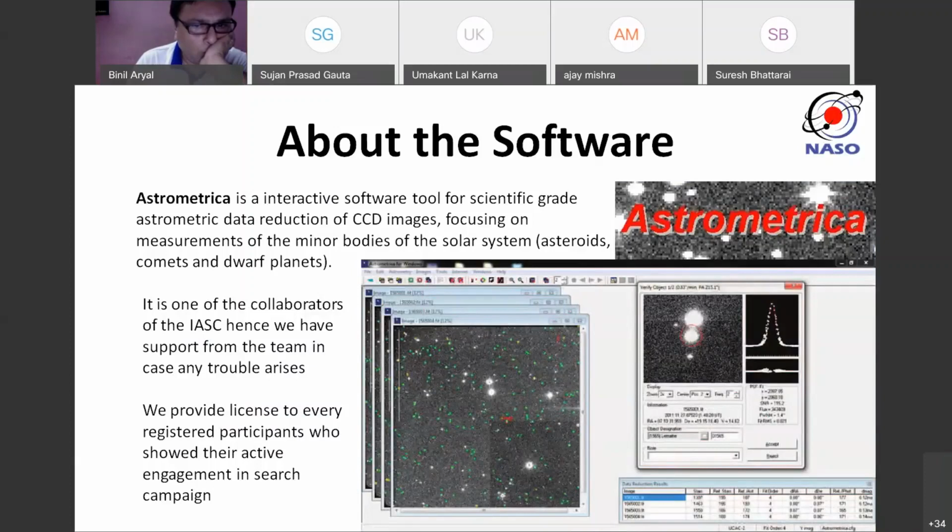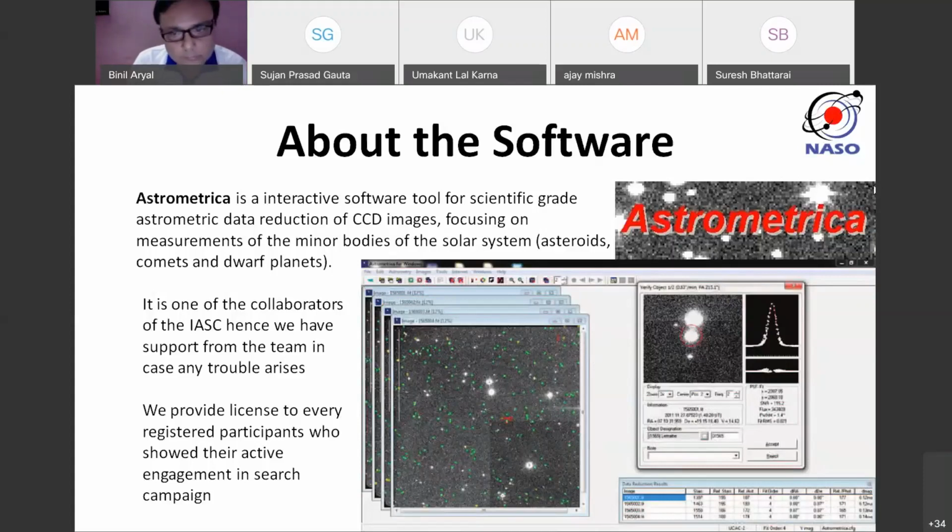We provide a license to every registered participant, whether they are a teacher or student. If they don't have a license, they can use at least a 100-day evaluation version. You can see the graph here. Once they load the image, there are two techniques: manual search and automatic search. We promote automatic search because manual is quite difficult, and we only allow manual search for students who are already exposed and have a very keen interest.